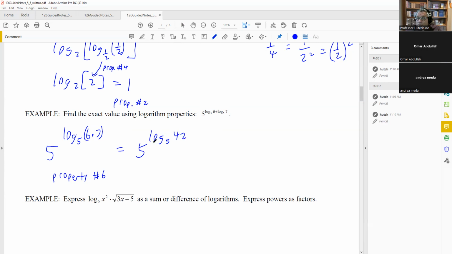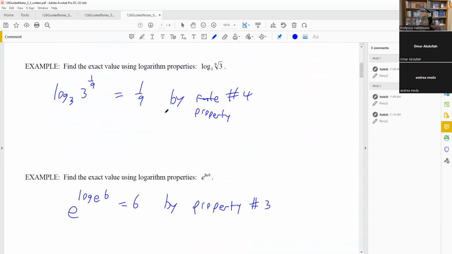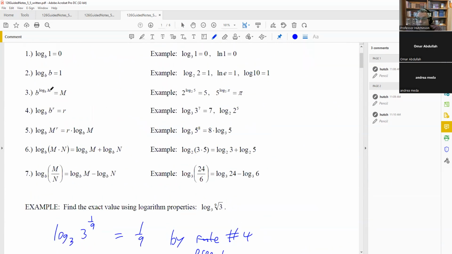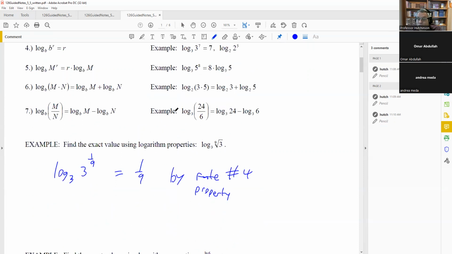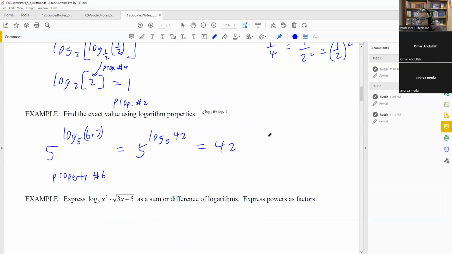Now for this part, we're going to use property number 3 to change this into a 42. Again, what property was it? We'll go back to it again, property number 3 right here: b raised to log base b of m equals m. That's the one that we're using here. So we use property number 3. Okay, so we used 2 properties on that one.